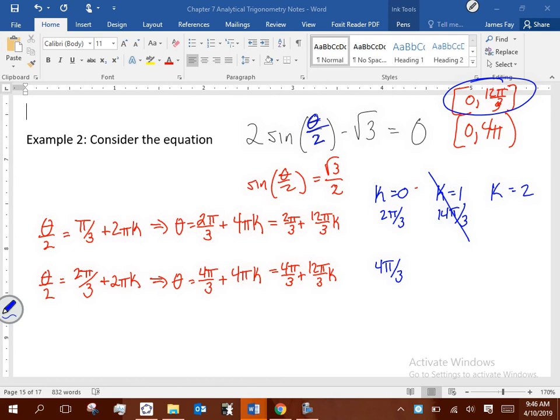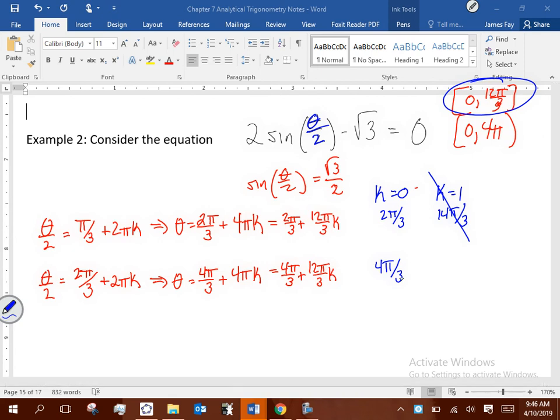Hopefully it makes sense then that when k is 2, that's not going to be a solution either, right? It's going to be a bigger number than 14 pi over 3. So once I find my first solution outside the interval that's being asked for, then all other values of k that are bigger are going to be outside the interval as well. Okay, hopefully that makes sense down here.